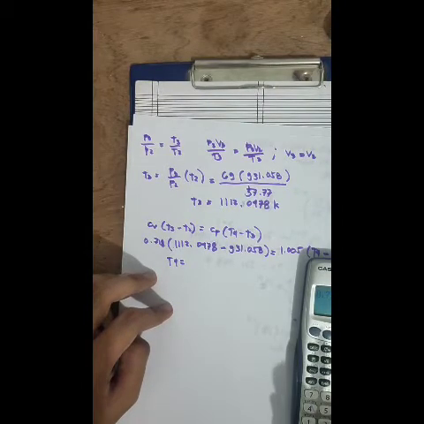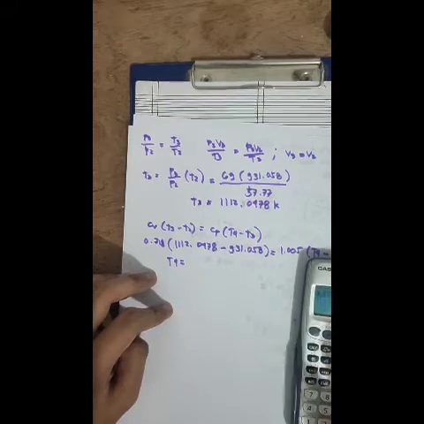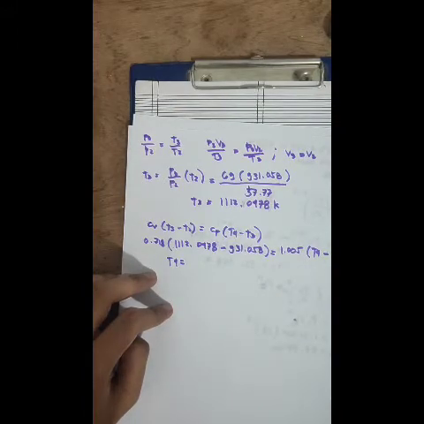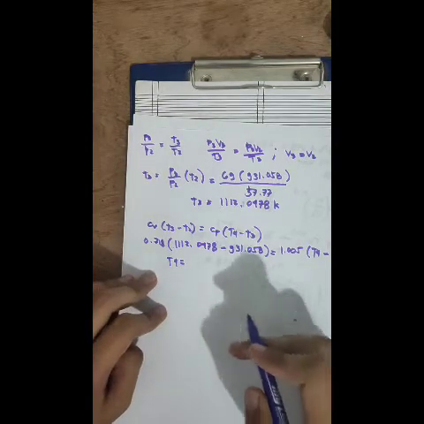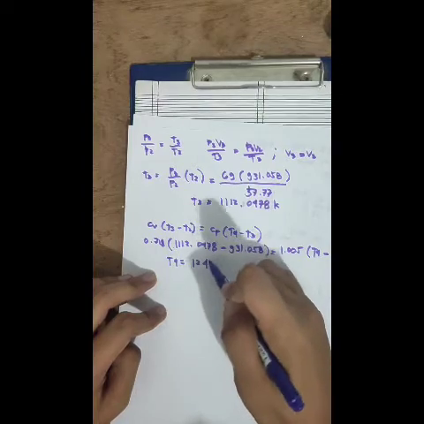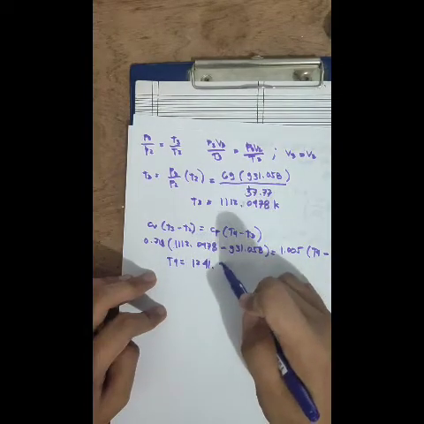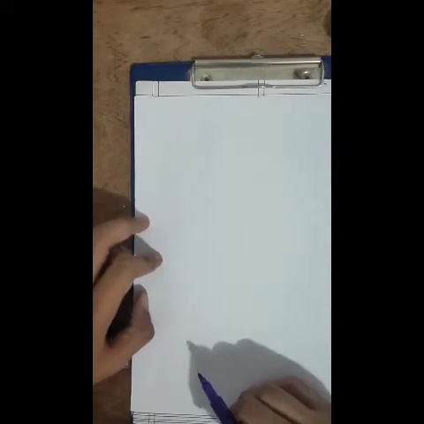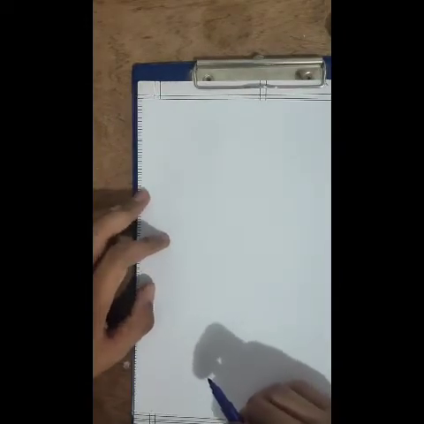So T4 that we get from here is equal to 0.718 times 1112.0478 minus 931.058 is equal to 1.005 times the T4 minus 1112.0478. T4 is equal to 1241.352 Kelvin.